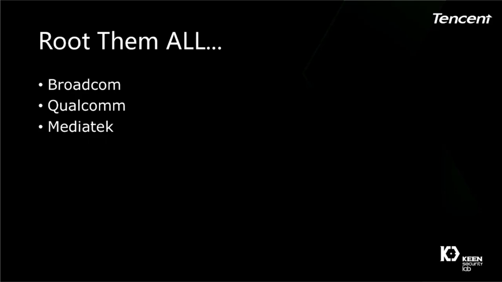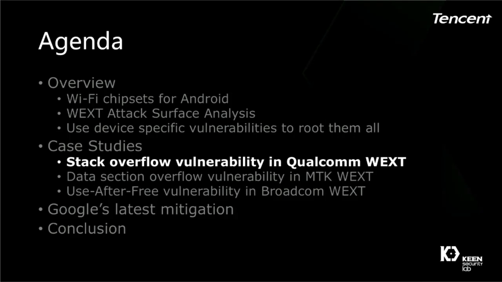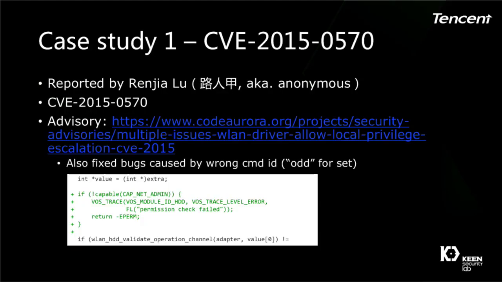We'll be looking into three major Wi-Fi device vendors. The first one is Broadcom, the second one is Qualcomm, and the third one is MediaTek. These also cover most of the Wi-Fi chips being used in Android devices on the market nowadays. So if you can find vulnerabilities in all of them, then basically you can root the devices. Our first case will be a stack overflow vulnerability in the Qualcomm Wi-Fi extension.